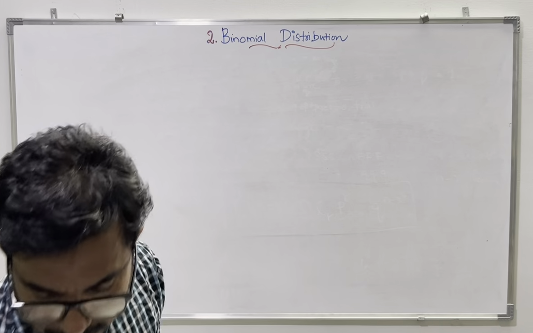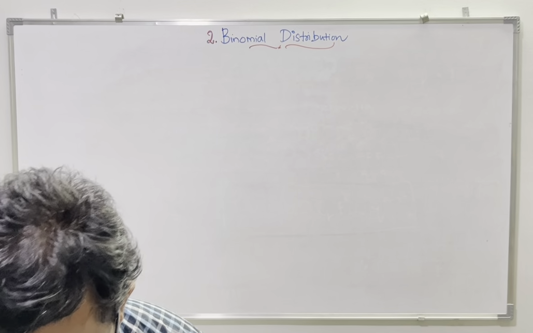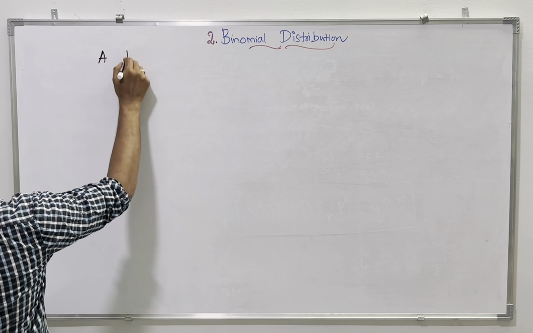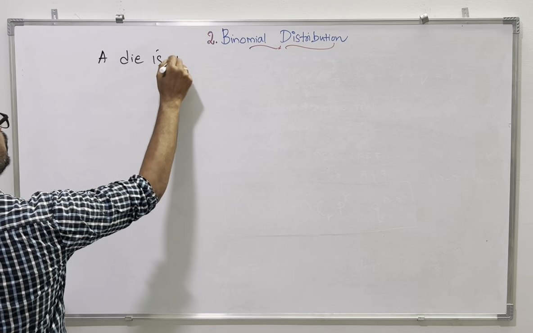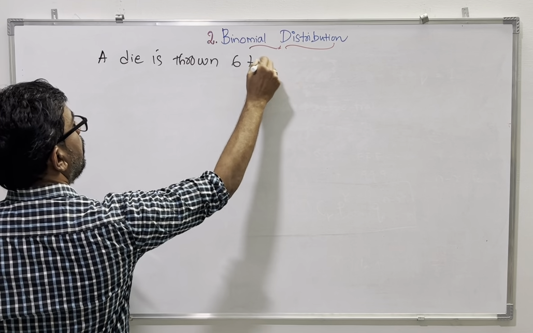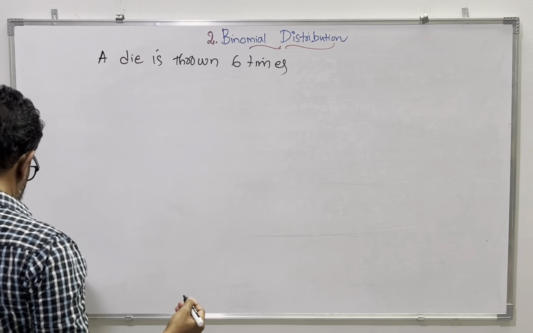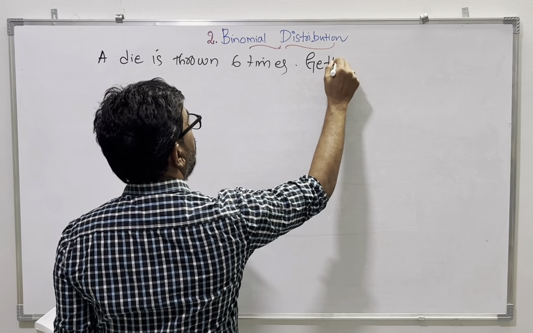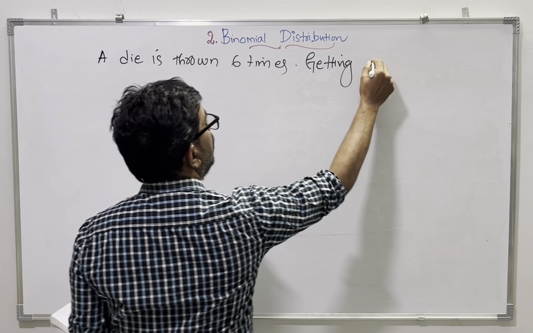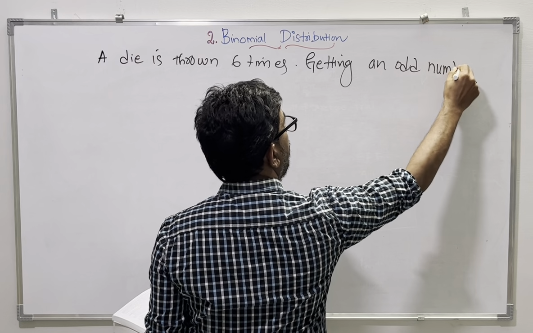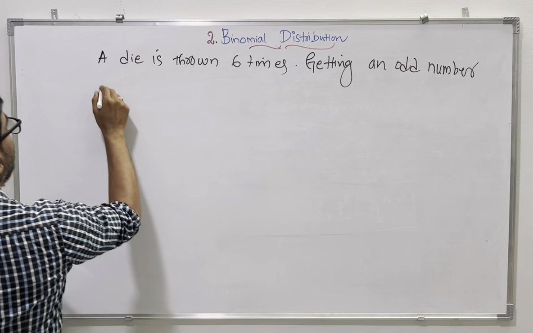So the first question, this is an important part. A die is thrown 6 times. Getting an odd number is a success.